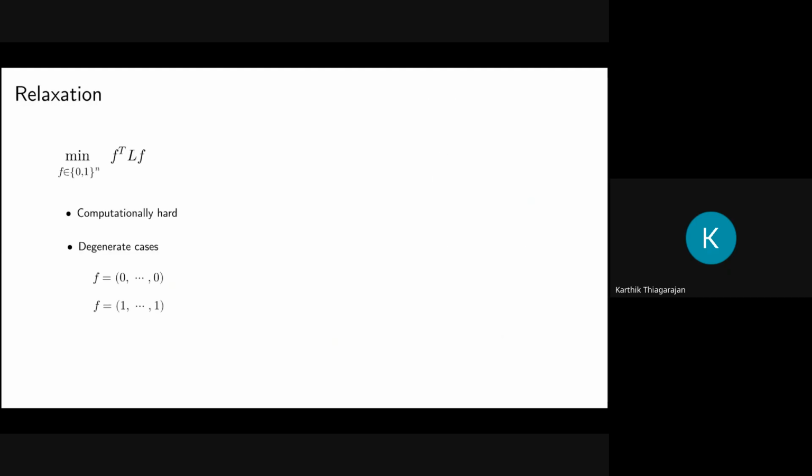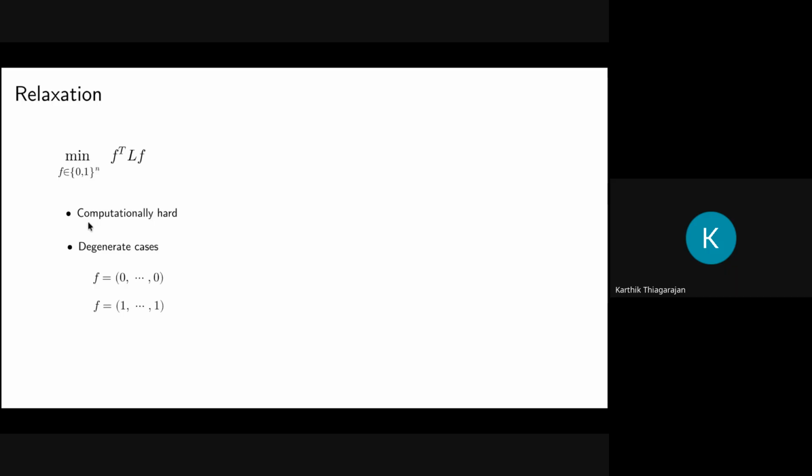So this problem is hard to solve, and you have a couple of degenerate cases. One corresponds to, both of them are in fact symmetrical, right? So this corresponds to all the points belonging to the set A, all the vertices in set A. This corresponds to all of them belonging to A complement, right? So both of them are degenerate, and the cut's value is essentially 0, right? So there is nothing useful that you can say. All of them belong to one cluster, so you kind of have to rule them out.